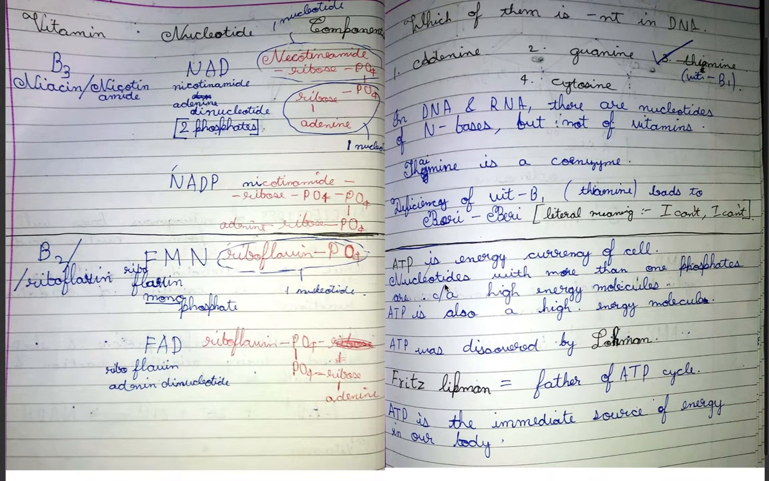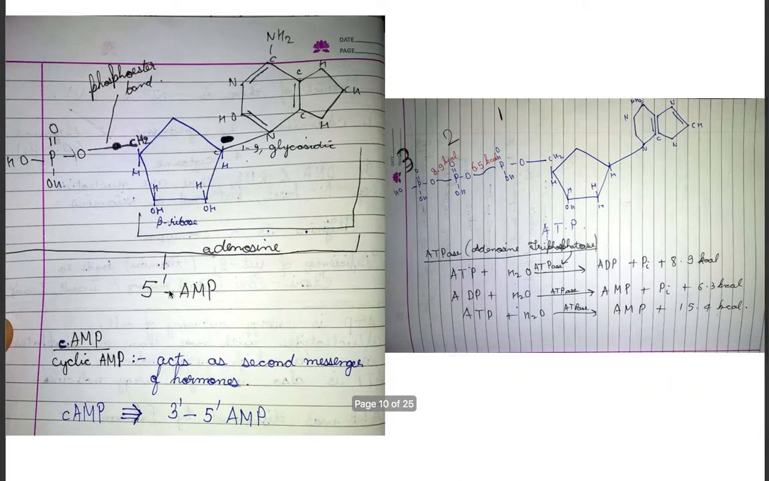ATP is the currency of the cell, and all the nucleotides having more than one phosphate are called high energy molecules. ATP is also a high energy molecule, in triphosphate. It was discovered by Lohmann and Fritz Lippmann. Lohmann is who discovered it, and Lippmann is the father of the ATP cycle. ATP is the immediate source of energy for the body.